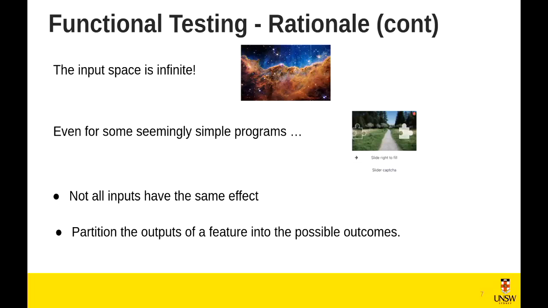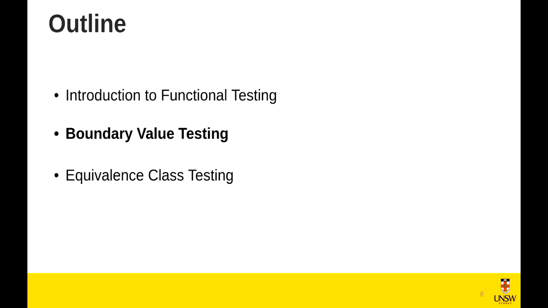Our second observation here is we can partition the output. We can observe the output and partition the output of a feature into possible outcomes. So we can partition either the inputs or according to the outputs, so we can do the testing in a smaller space. So that's all about the basics of functional testing.